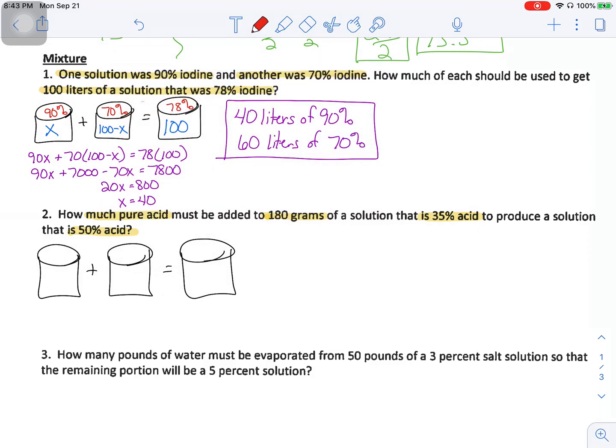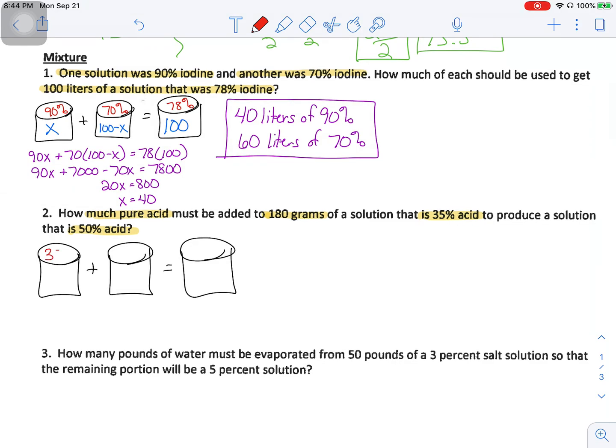How much pure acid must be added to? All right, so I'm starting with a 35% acid solution, and I want to add pure acid. Well, pure acid is 100% acid, and you're trying to create a 50% acid solution. Okay, so that's all my percentages across, and now I want to look at quantities.